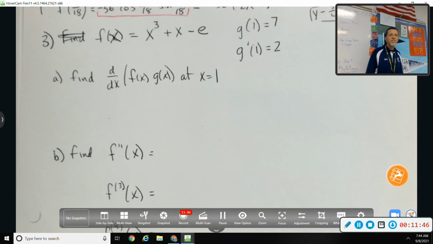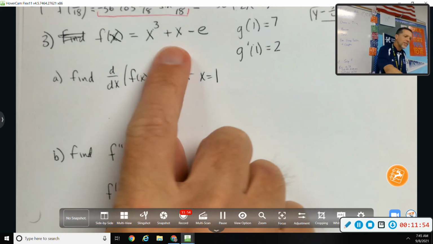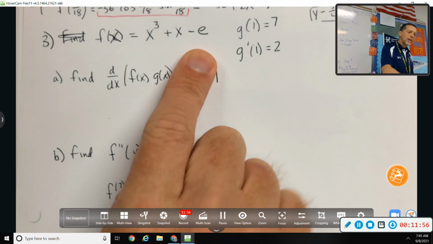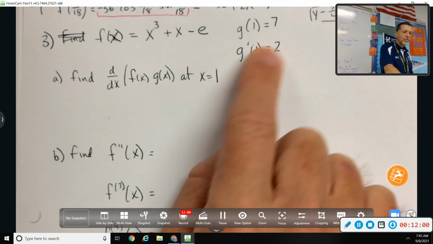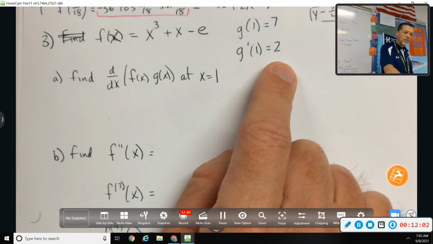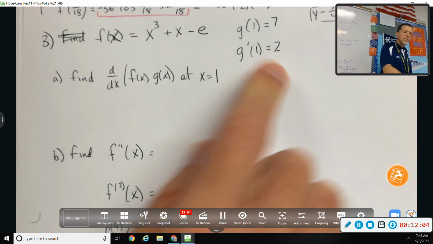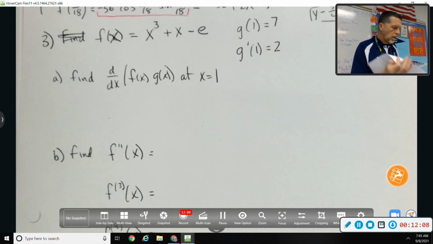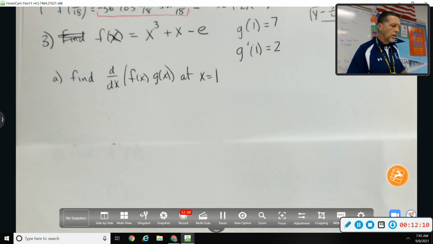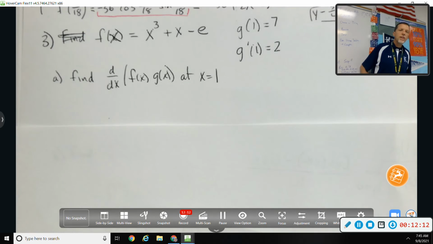So this provides a glimpse into like 3 or 4 different test questions. So f of x is x cubed plus x minus e. g of 1, so g, that's a different function. g of 1 is 7. g prime of 1 is 2. And I want you to find, let's just go one thing at a time here. Find the derivative of f of x times g of x at x equals 1.